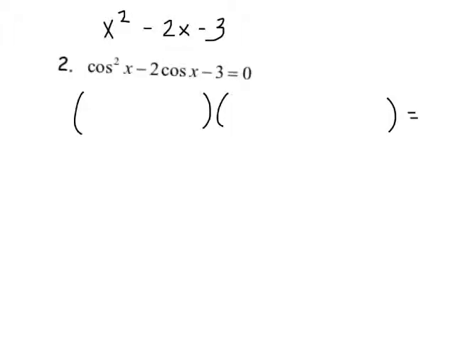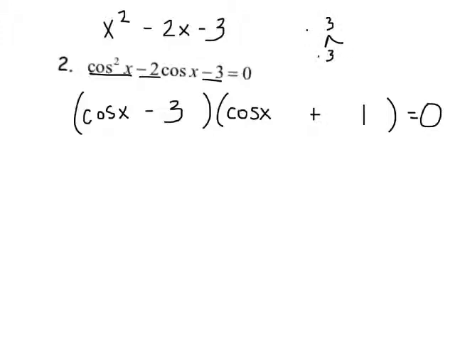With trigs, we're going to do easier types of factoring. You just say, what multiplies to cosine squared? That's, of course, cosine times cosine. And what multiplies to -3 yet will add to -2? That's -3 and 1. If you want to check it really quickly, -3 times 1 is -3, and -3 plus 1 does make -2. All right, so once again, the point of factoring is to set the factors equal to 0.